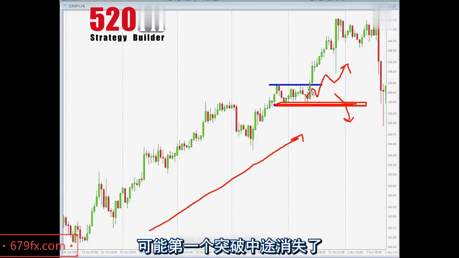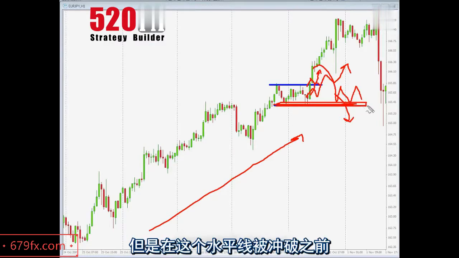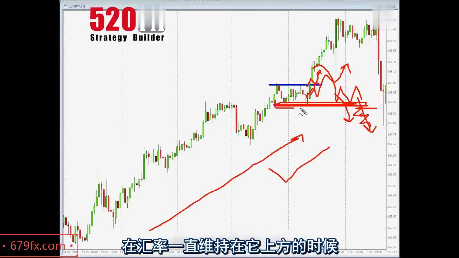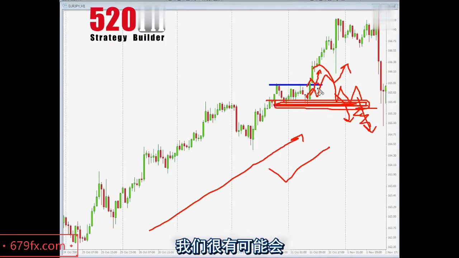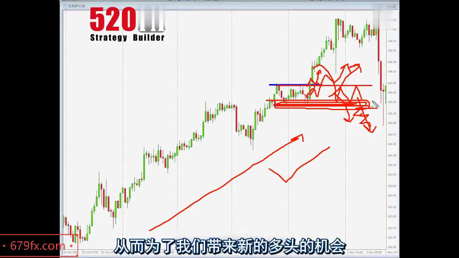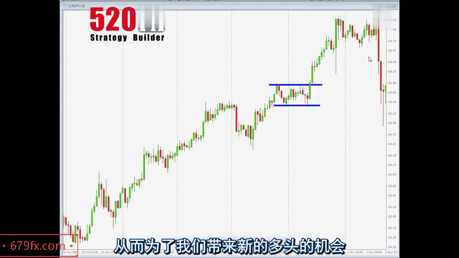Perhaps the first breakout fizzled out, and perhaps price decides to get back into the consolidation area, but until this level gives way, at least from a technical point of view, the trend is still valid. Until this happens and price continues being above this level, we might easily get another breakout to the upside, and therefore another chance to ride a long entry.